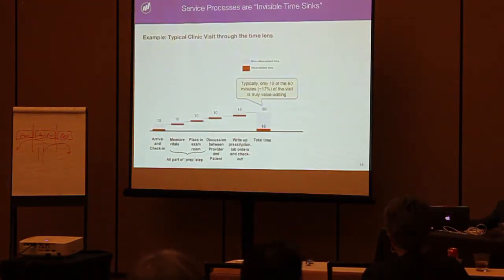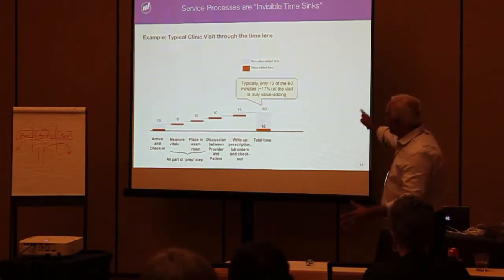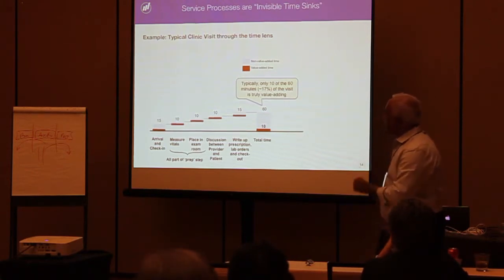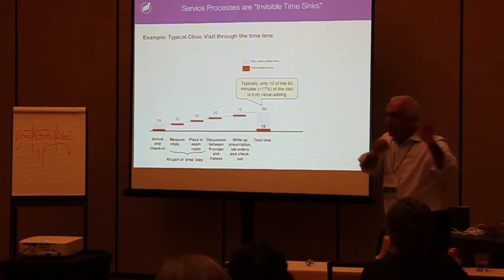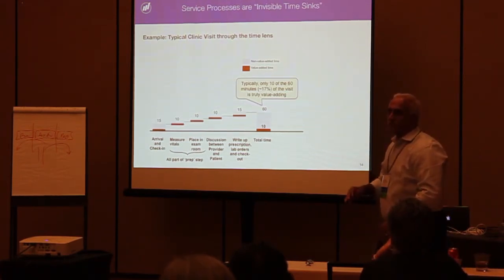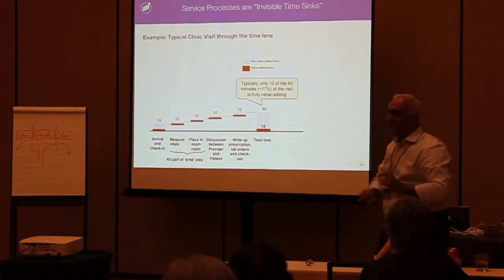Take a typical clinic visit through the time lens. The world is accepting that there's a 60-minute door-to-door from the time I come in to the time I leave. Now let's talk about value-adding time, where there's a touch between somebody on the team and the patient. Arrival, so the 15-minute window, it took 30 seconds to type their name into the computer. So the red is the value-added work, the top is the elapsed time.